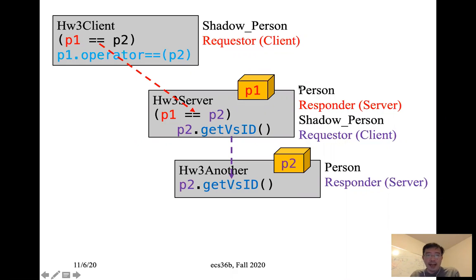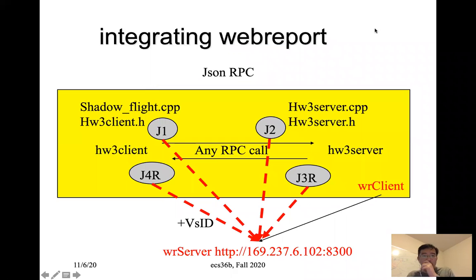You can see that now HW3 server is serving both person and shadow person, and therefore it needs to include all the include files for both the client and the server side. Okay, so now let's make it even more interesting.